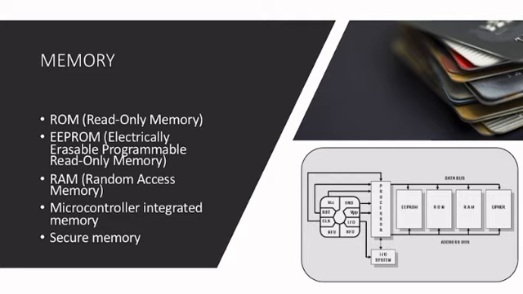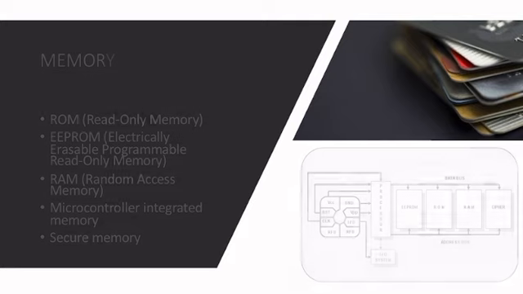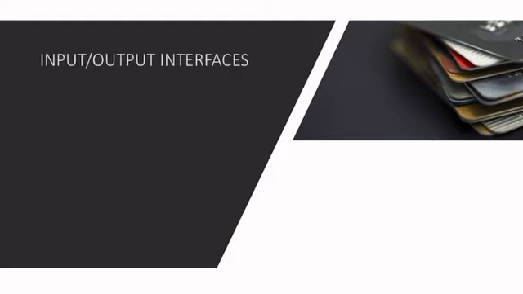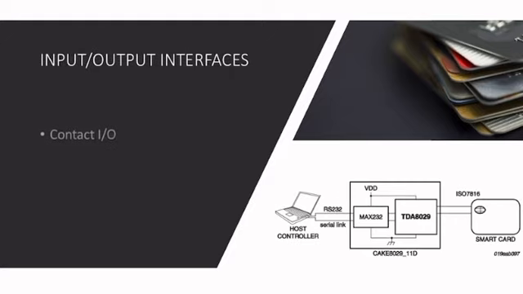واخر حاجه معانا في الاركتكتور هي الانبوت اوتبوت انترفيسز. اول حاجه هي الكونتاكت انترفيس. This type of input output is used for communication between the smart card and the reader device through physical contact. The smart cards has several metal connectors called contact pads that makes contact with the corresponding connectors in the reader. This type of input output is commonly used for payment and identification application.